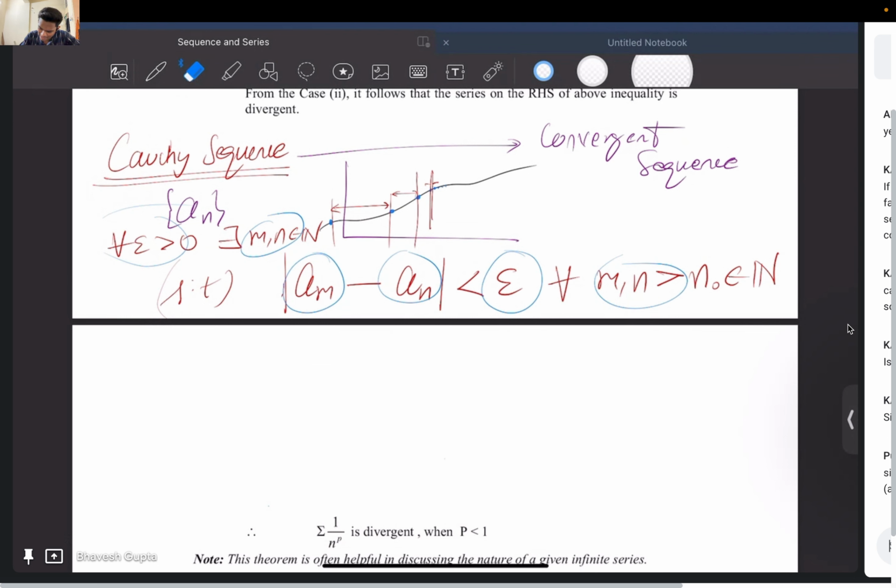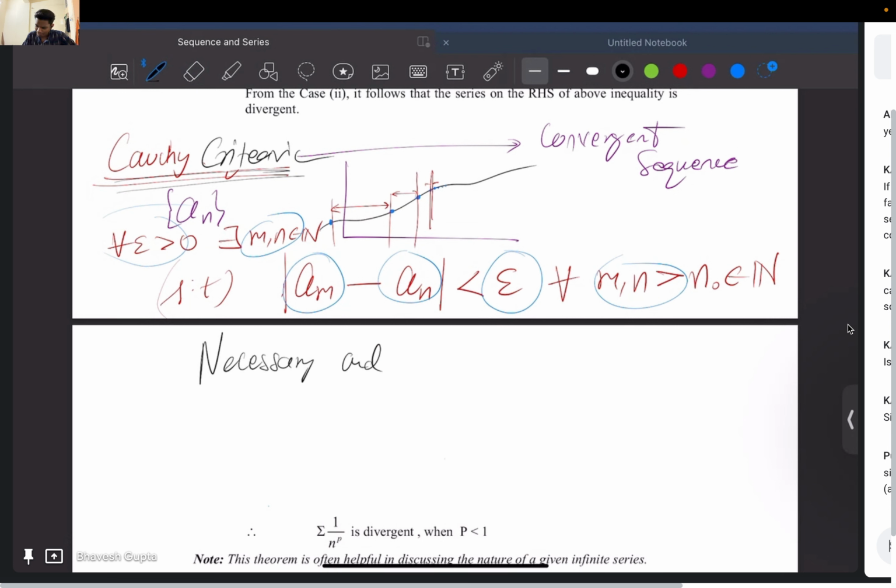So you better see this as a criterion rather than a sequence. I hesitate whenever I say sequence. It's actually a criterion. It's the Cauchy criterion. And this Cauchy criterion turns out to be necessary and sufficient.